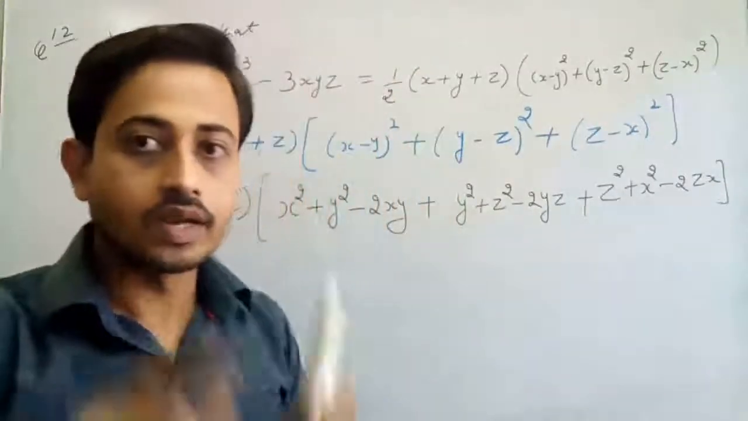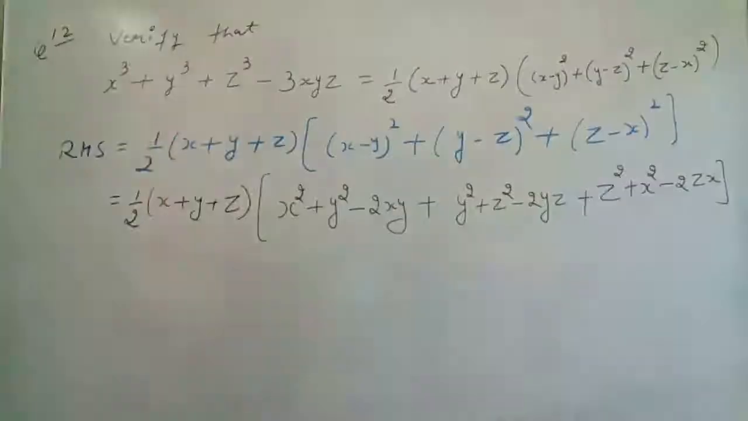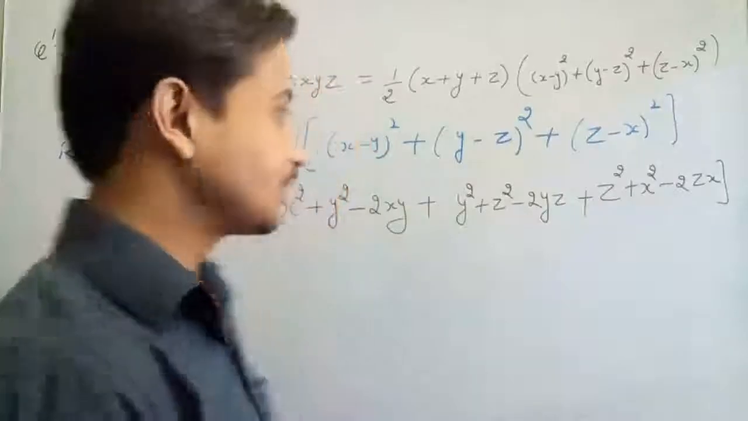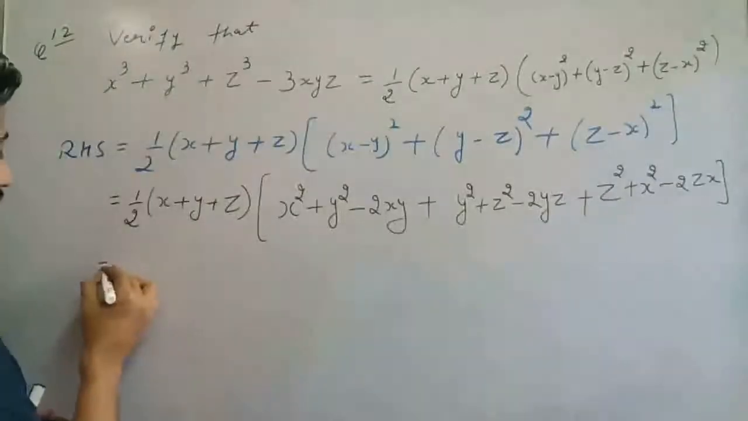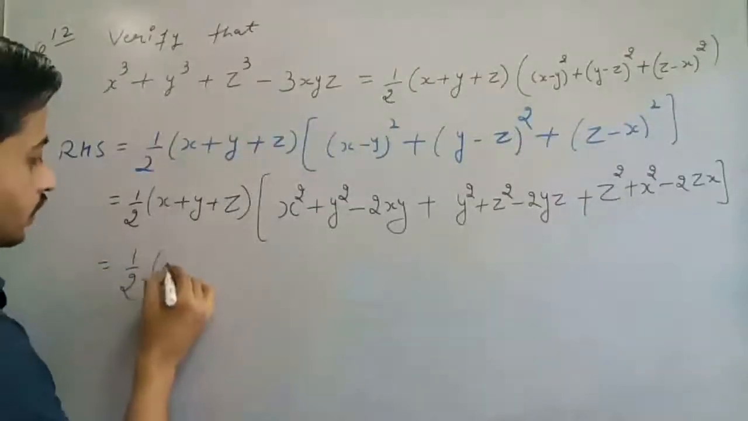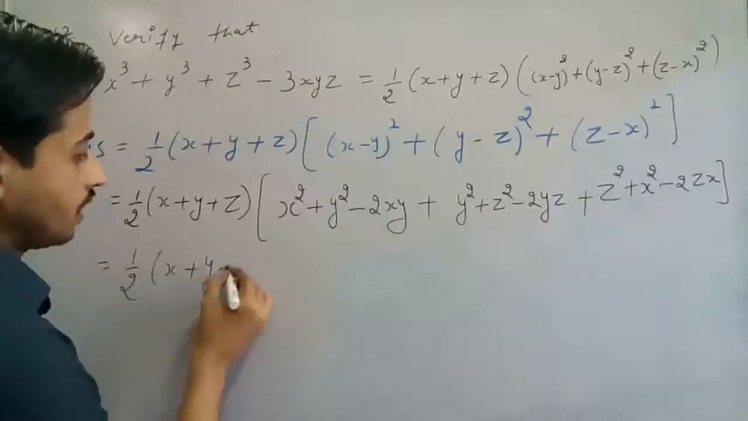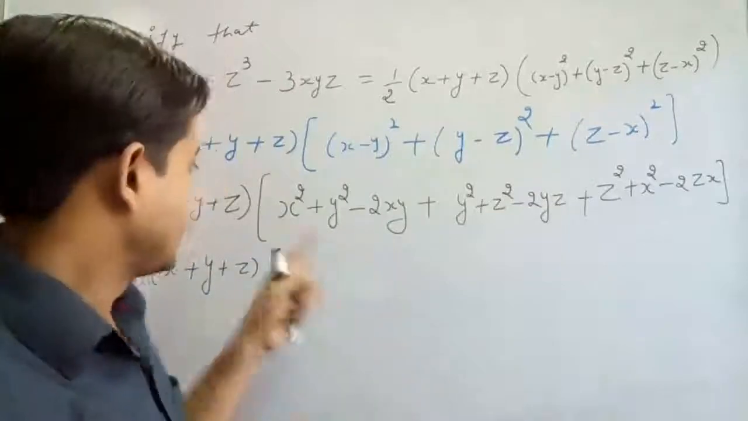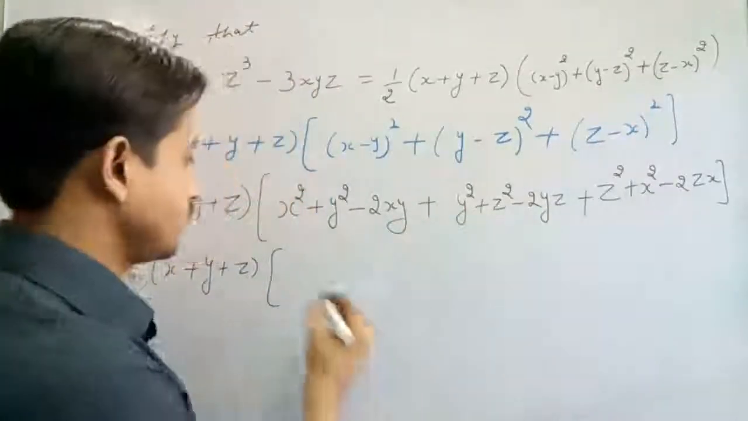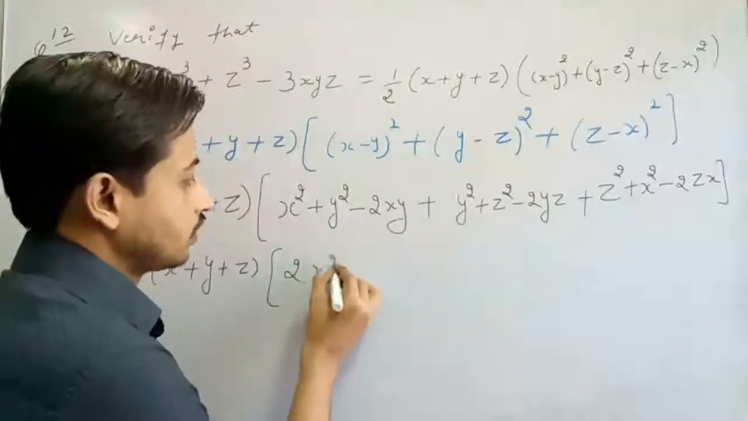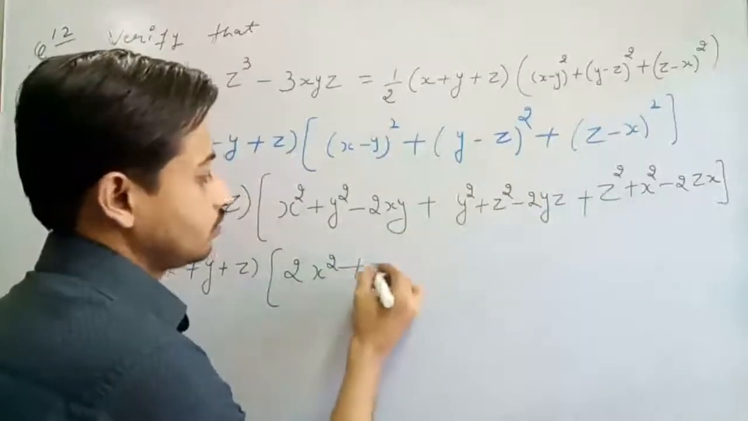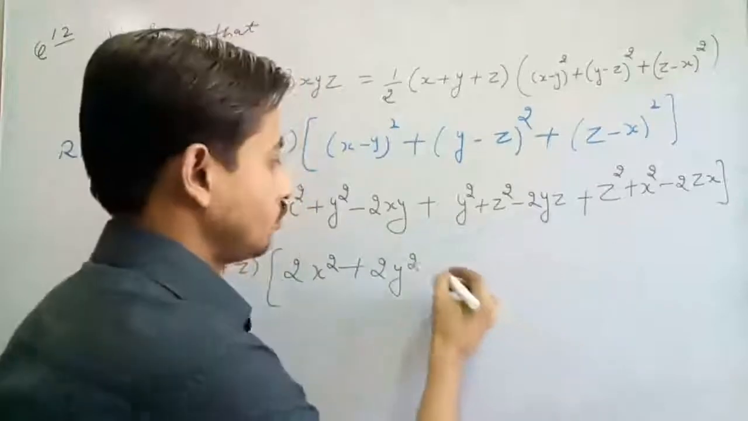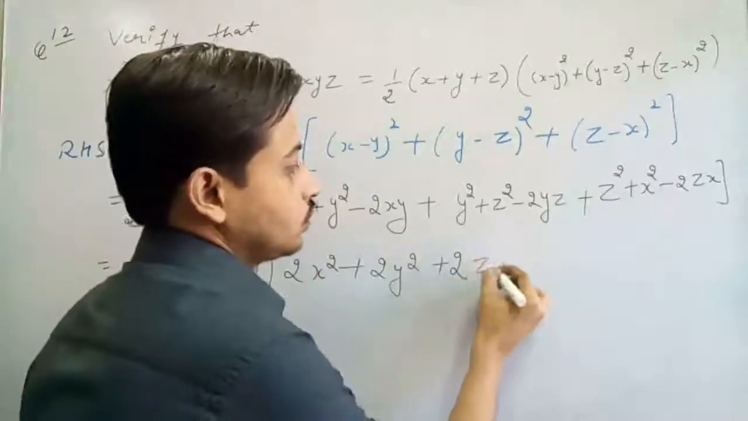So please make a note and check whether we are doing it or not. Now it's very easy to solve. 1 by 2 into x plus y plus z. Now try to combine x square and x square, we get 2x square. Now y square, we get 2y square. Now z square, we get 2z square.